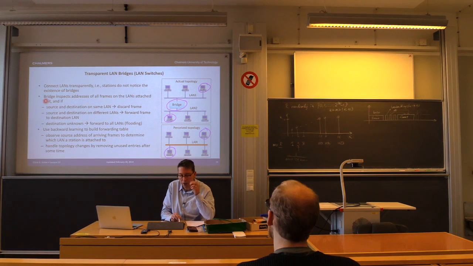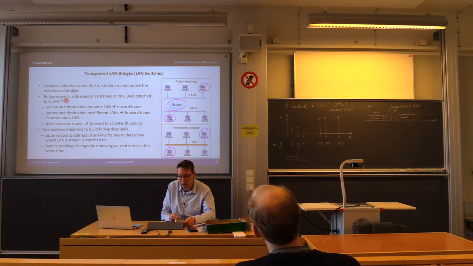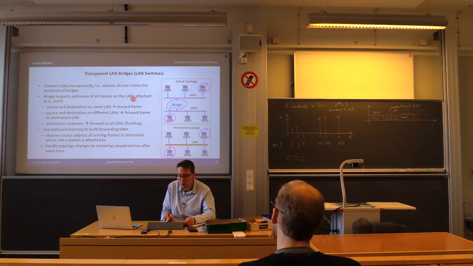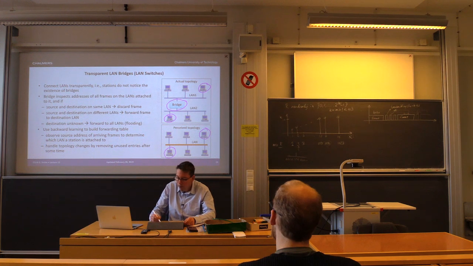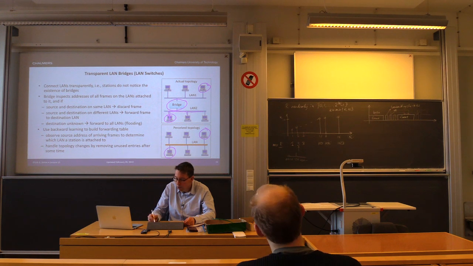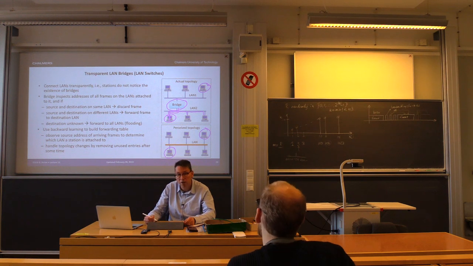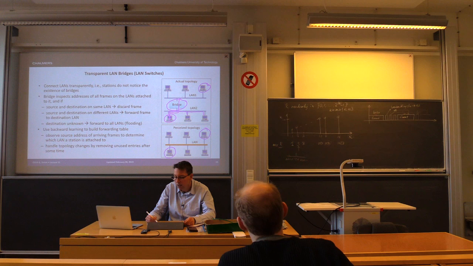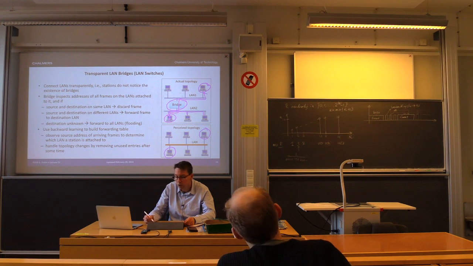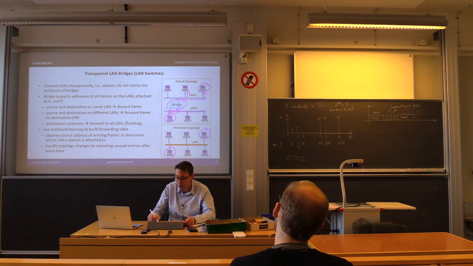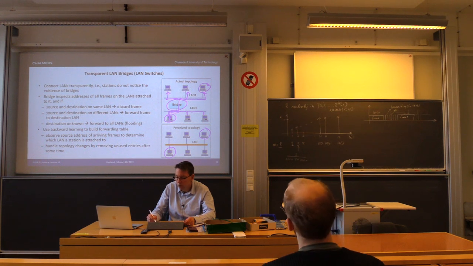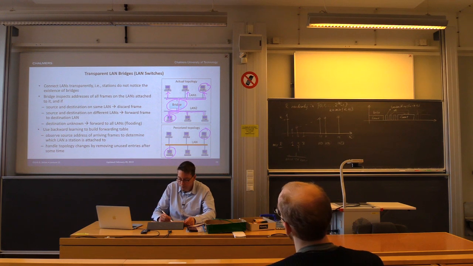So this works if the bridge learns what to do by inspecting the addresses of the frames of the LANs attached to it. If a frame needs to go from this host to that host, the frame goes out on the LAN here, and it goes to all the attached nodes, including the bridge. The bridge looks at the destination address and figures out that it needs to go all the way here. And then it also goes this way, but that's useless, right? It needs to go to the right anyway.